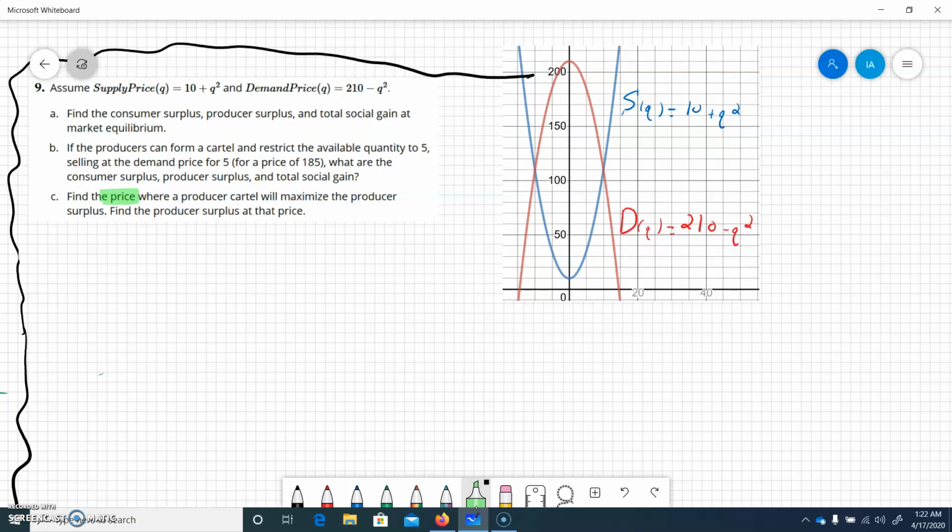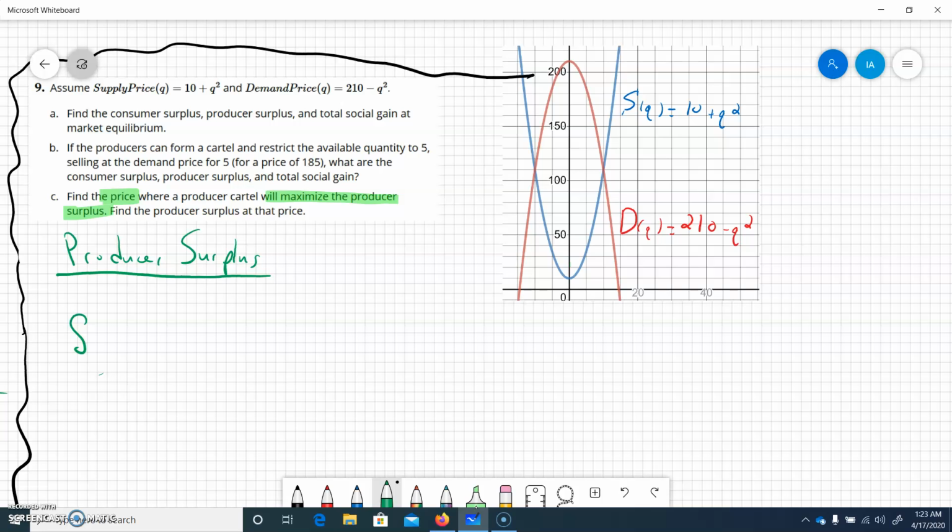So we're looking for a dollar amount where the producer cartel, which is somebody that will set the quantity, will maximize the producer surplus. Okay, so we're trying to maximize the producer surplus. So let's do that. Producer surplus. Okay. That is what we're trying to work with. So let's set ourselves up an equation.